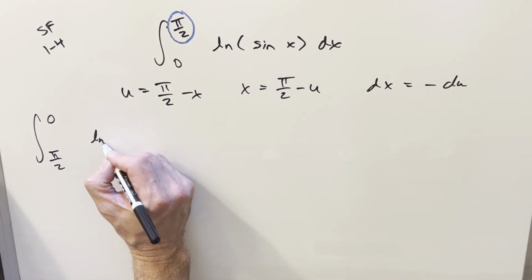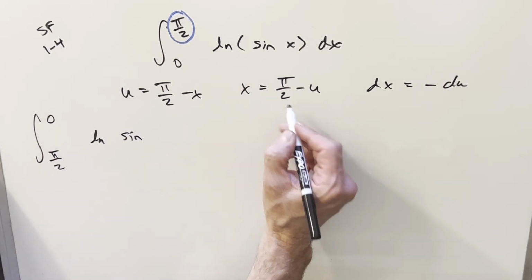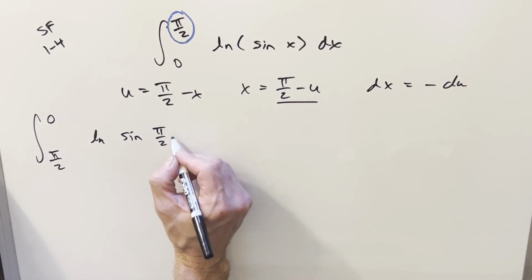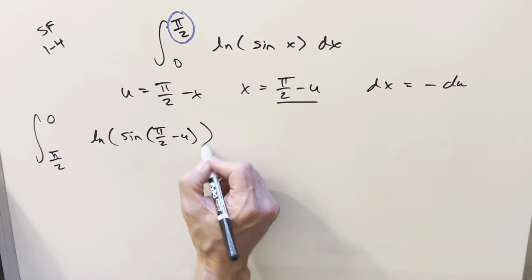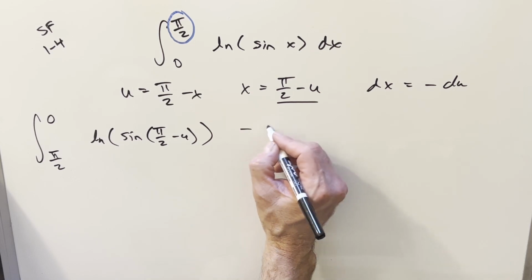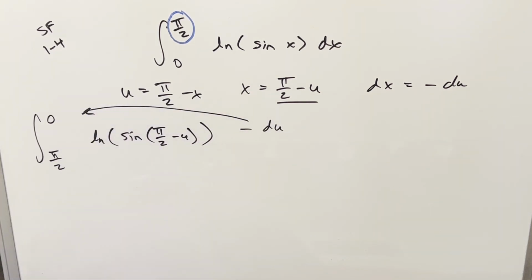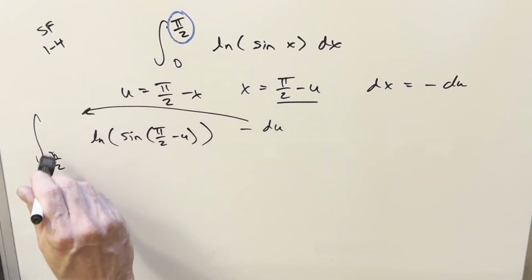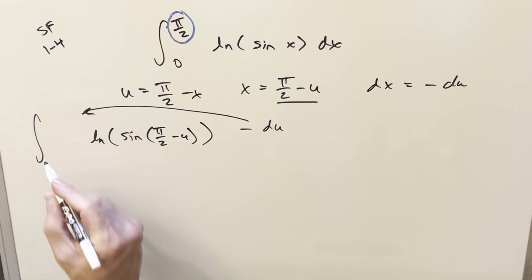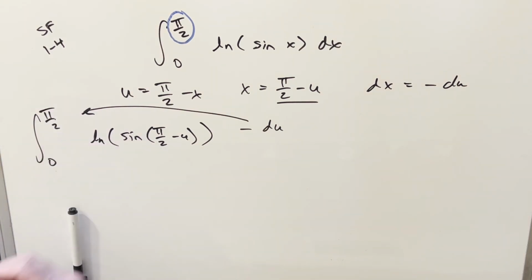Next we'll have natural log sine, but then for x I'm going to use this, so we'll have pi over 2 minus u. And then our dx again is minus du. What I'm going to do is take this minus sign, bring it out front, and use it to flip our bounds around. So we're going to just swap these and get back to what we had in the original. We're going to be going from 0 to pi over 2 now.